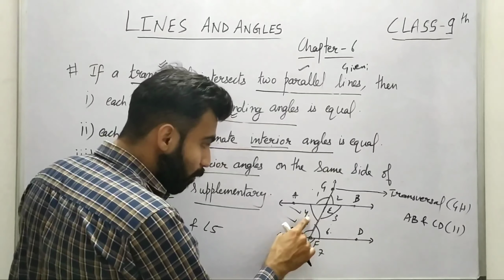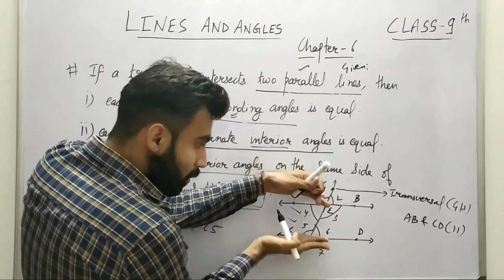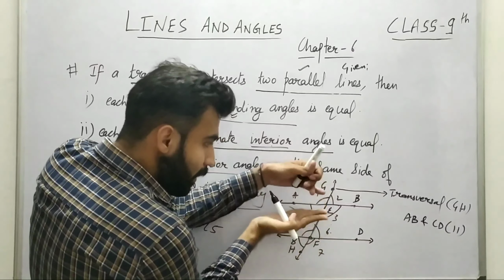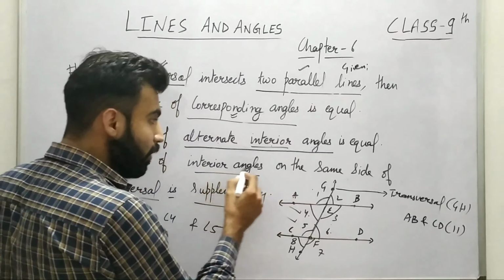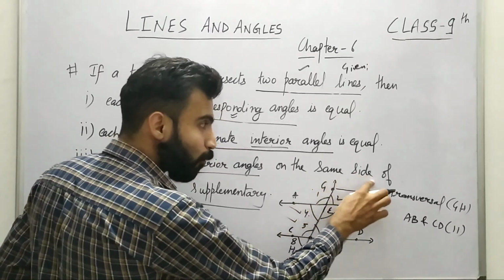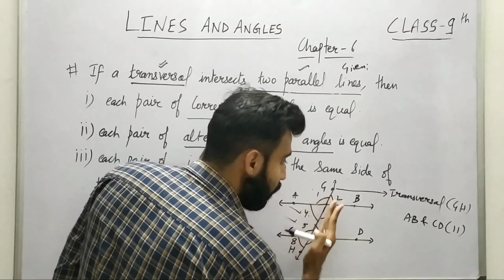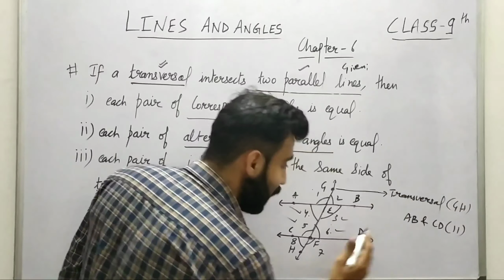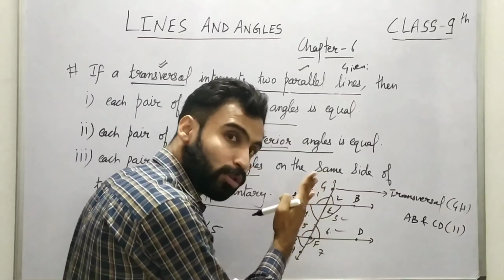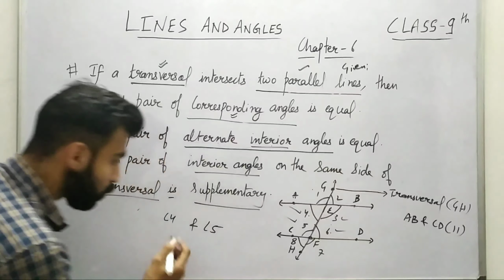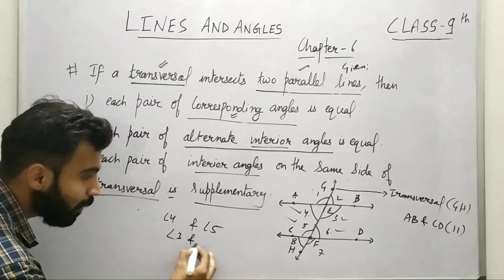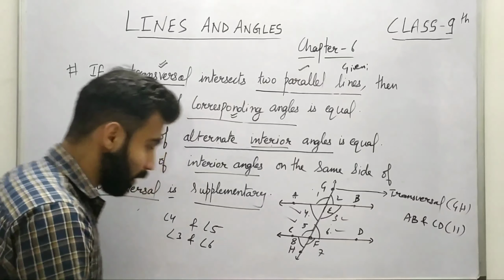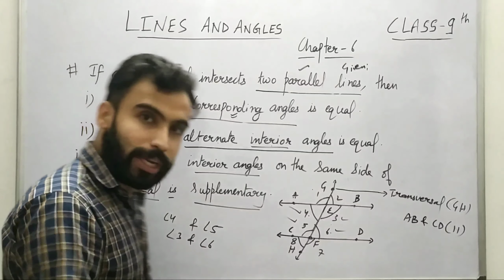You can see here angle 4 and 5 are on the same side of the transversal and in the interior. So these are the interior angles on the same side of the transversal. Also, if you notice, angle 3 and 6 are on the right side. That means they are also on the same side and in the interior. So there are two pairs of interior angles on the same side of the transversal: 4 and 5, and 3 and 6.